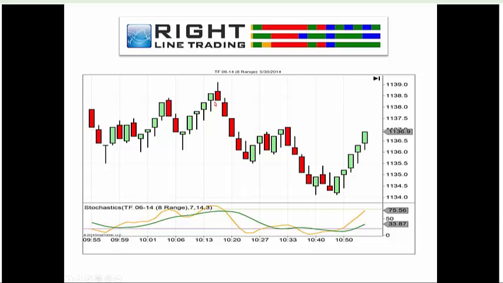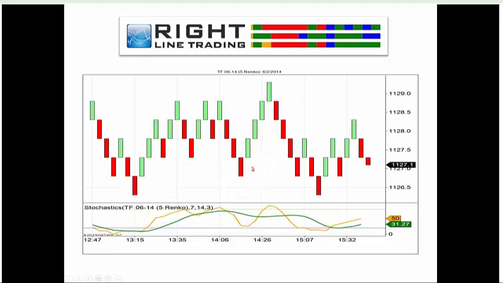Let's take a look at a standard range chart. On a standard range chart, you can see the high of the move, the low of the move, the open of the move, and the close of the move. So the stochastic, the yellow line, is tracing out an accurate overbought, oversold line. But if you look at the Renko charts, all you have is the high and the low of the move. There is no open and there is no close. So the whole stochastic, the oscillator itself, is tracing out an inaccurate number. This is not an overbought, oversold number.